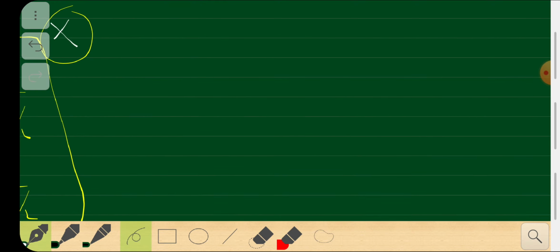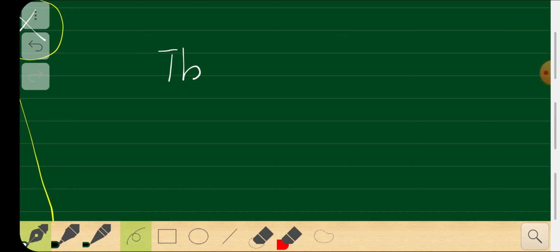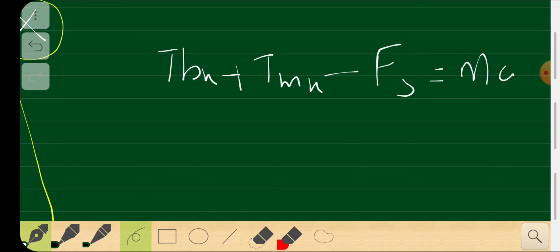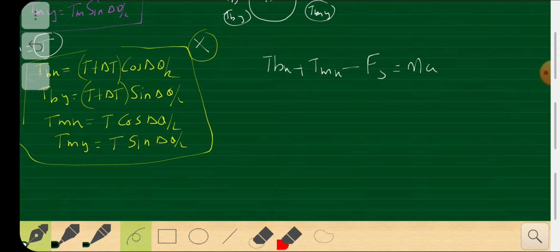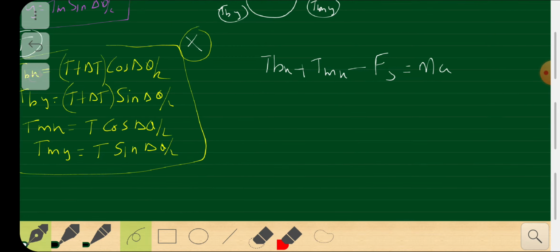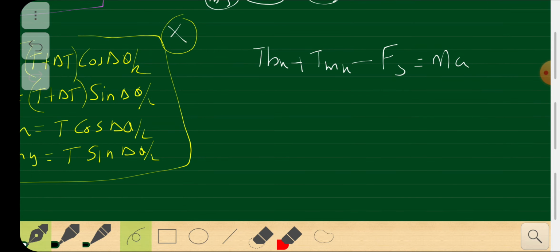So you can write down that TBx plus TMx minus the frictional force must be equal to some ma, right? Okay, simple. So TBx, you can substitute the value for TBx here. So TBx is just T plus delta T cos delta theta by 2.